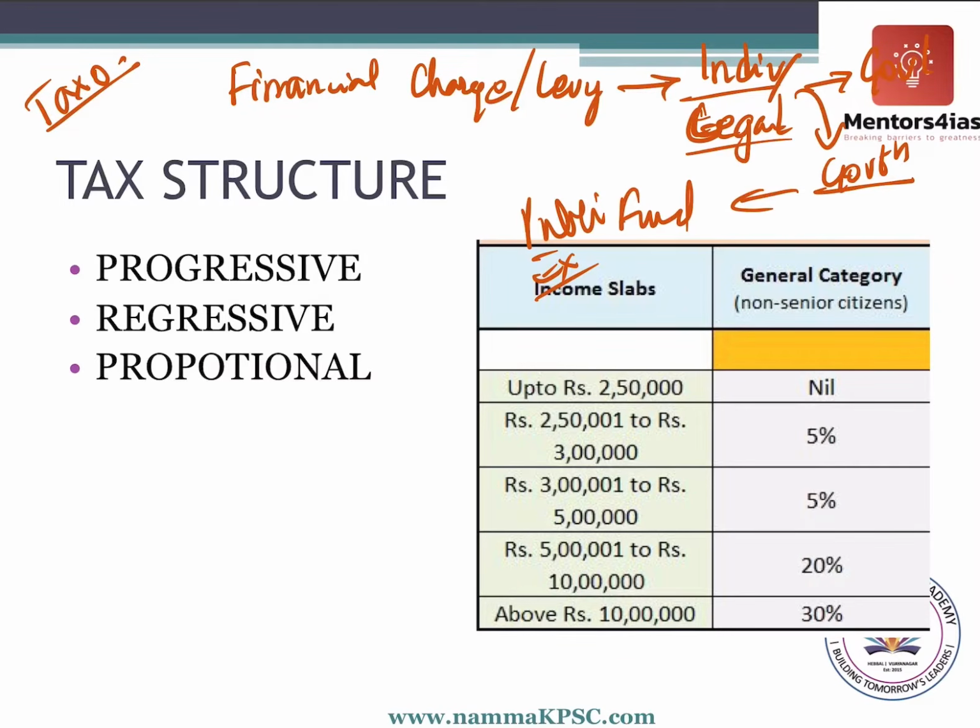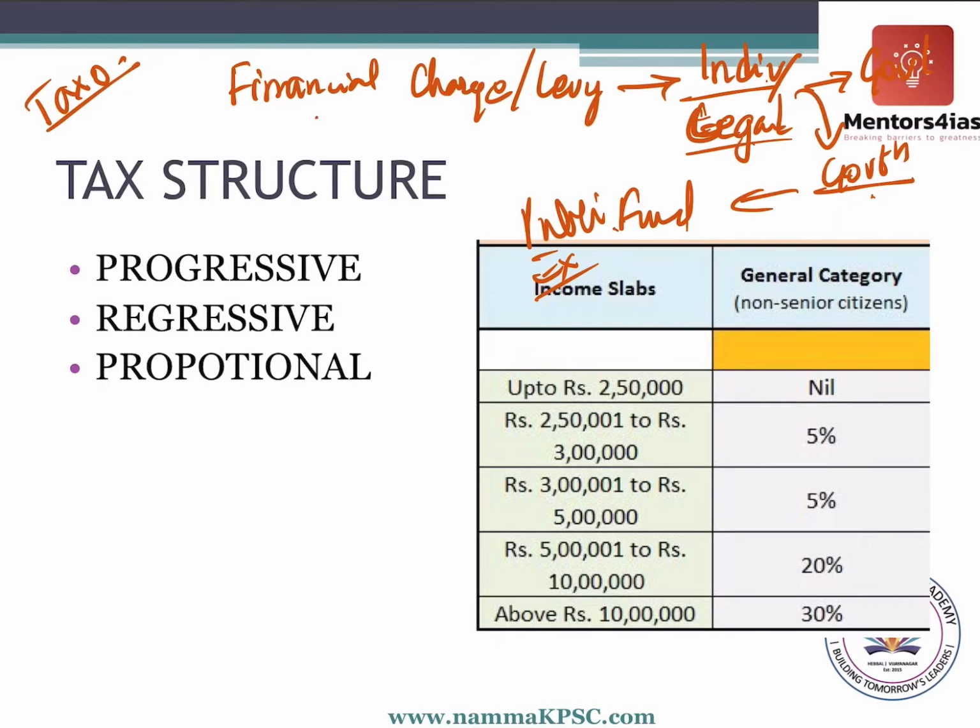So these are nothing but financial charges levied on individuals or any legal entity by the government in order to fund public expenditures, right? So these are compulsory. It's not voluntary that you come and donate. No, it is compulsory. Now we will discuss some aspects of taxes, classify them, etc. And in the next video, we will be discussing direct taxes.